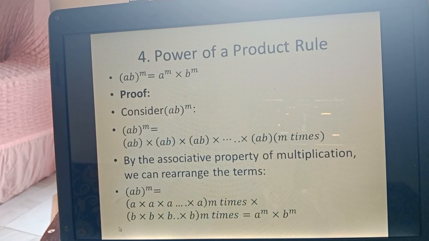Power of product rule: ab raised to m is equal to a raised to m times b raised to m. Proof: consider ab raised to m, and you find that it is ab times ab times ab, m times. By the associative property of multiplication, we can rearrange the terms, where we have now ab raised to m is equal to a times a times a, m times, times b times b times b, m times, and the answer becomes a raised to m times b raised to m.